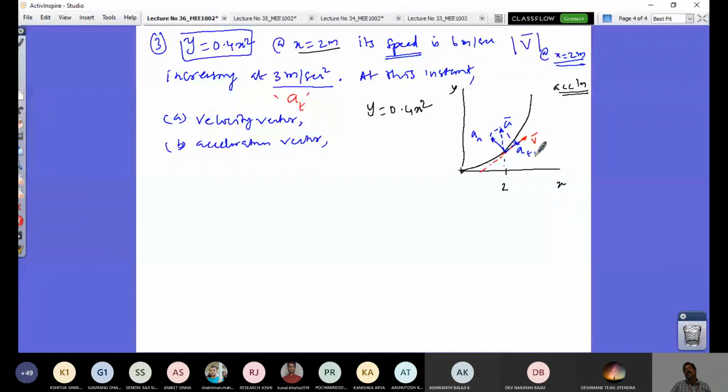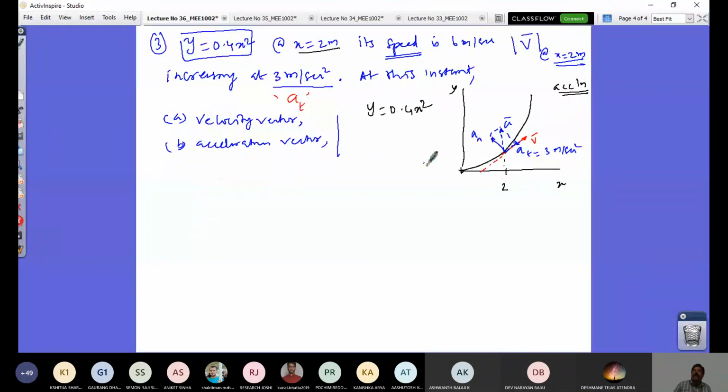So this AT is given as 3 meter per second square. I do not know what AN is. If I know AN, I know my A vector, and this vector should be represented in Cartesian coordinate form, so I have to represent it in i, j form. So I can find my A. Now how do I proceed? What is it that I require now?